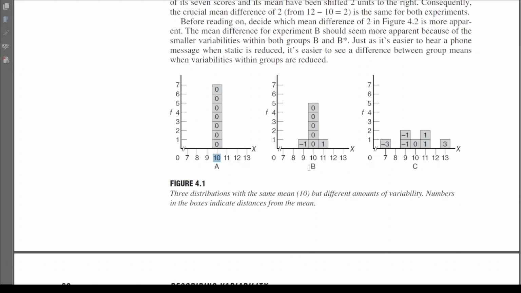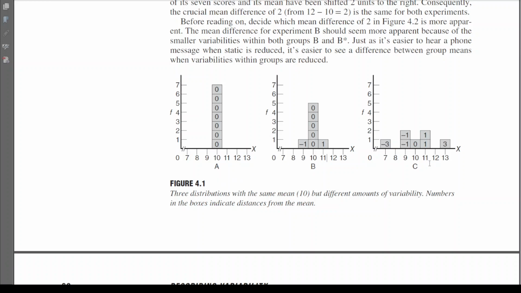Now coming to distribution B, there are 5 values which equal 10. There is one which equals 9 and there is one which equals 11. So in a sense, there are 5 values which equal the mean. There is one which is 1 less than the mean and another which is 1 greater than the mean. Although the mean is the same as in the first case, which is 10, this distribution is a bit more varied than distribution A.